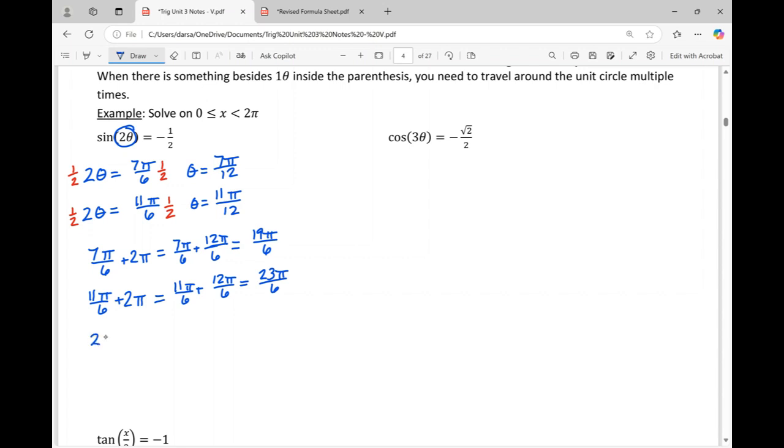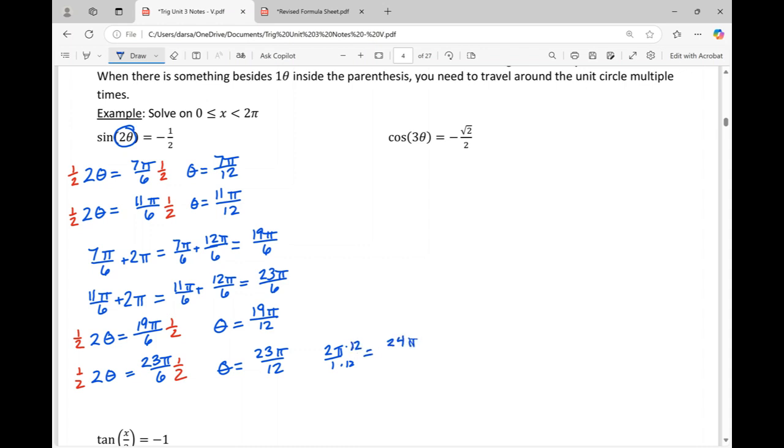So now we need to set 2 theta equal to 19 pi over 6, and 2 theta equal to 23 pi over 6. And we need to solve for theta. So we'll multiply both sides by 1/2, and we will get our final answers here of theta equal to 19 pi over 12 and 23 pi over 12. Well, how do I know that those are less than 2 pi? Well, if I take 2 pi and I give it a common denominator of 12, that's 24 pi over 12.